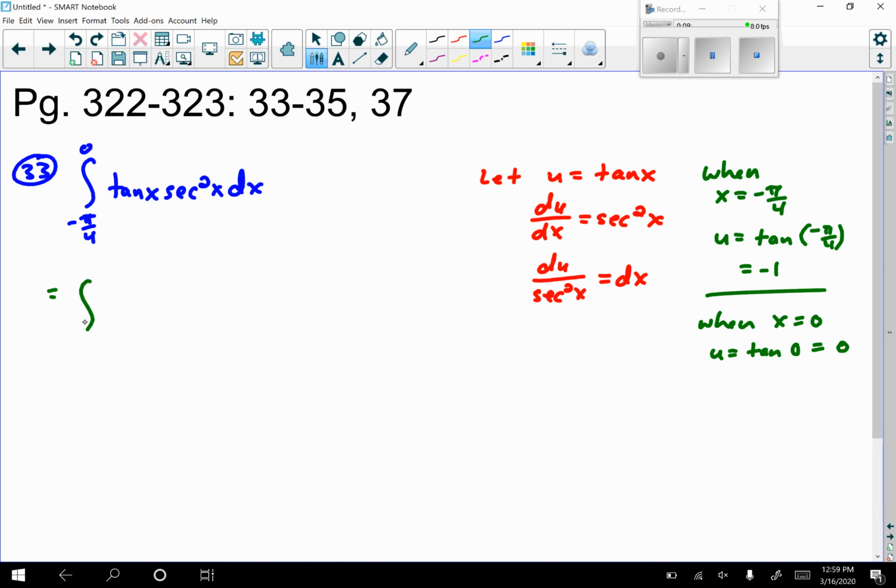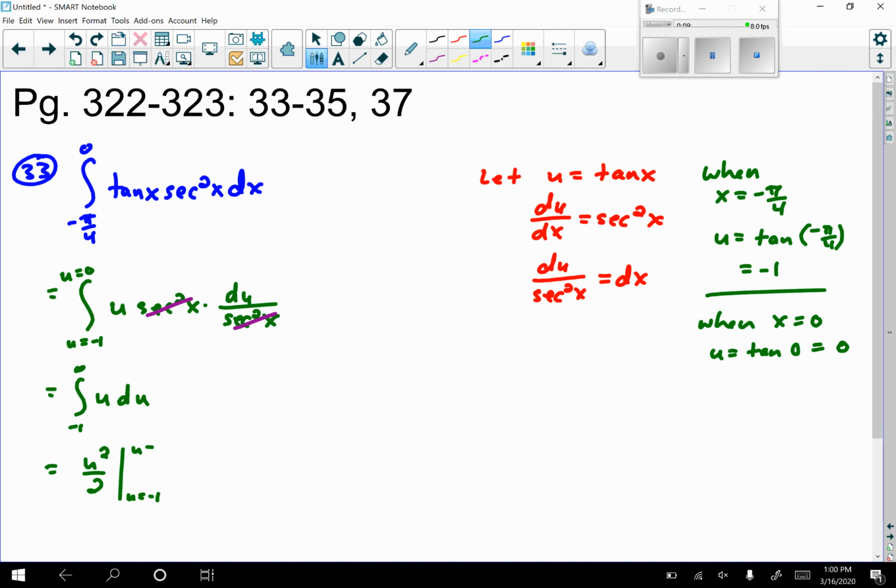So now, I'm going to just write it out once here, this becomes the integral from u equals negative 1 to 0 of u, because that's what I let tangent x equal, times secant squared x times du over secant squared x. Again, secant squared x divides out. Now I have the integral from u equals negative 1 to 0 of u du. Taking the antiderivative here, I get u squared over 2 from u equals negative 1 to u equals 0.